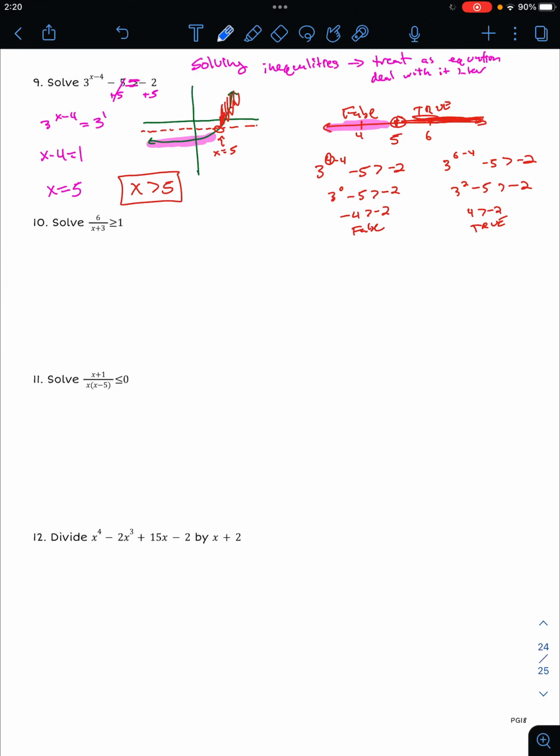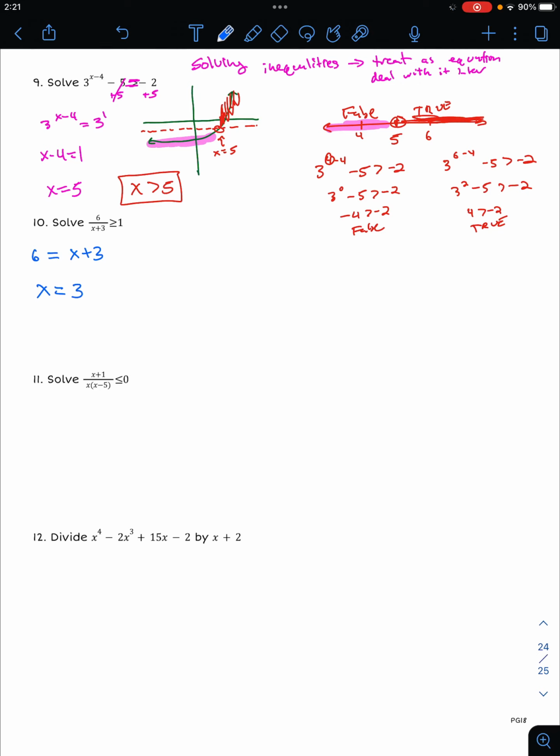Okay, we have a rational inequality now. So again, I'm going to treat it as an equal sign. Just going to multiply both sides by x plus 3, giving me 6 equals x plus 3. Subtract 3 from both sides, and I get x is equal to 3. Okay, so I want to know, well, is that greater than 3, less than 3, and which is it?